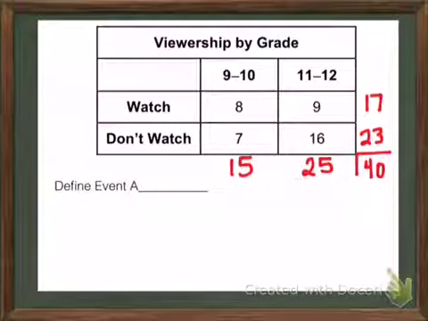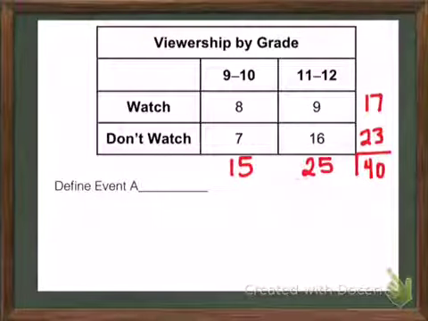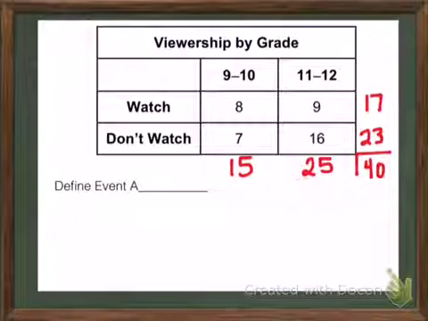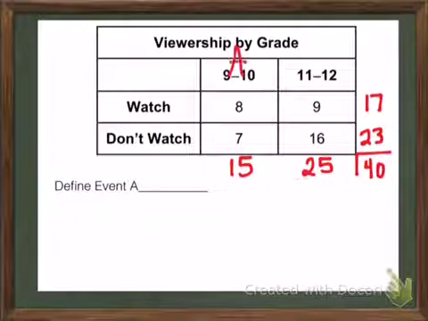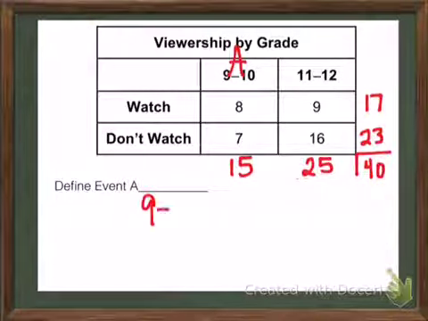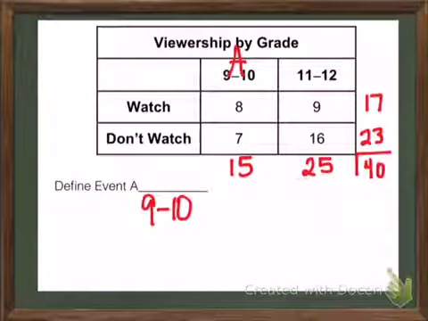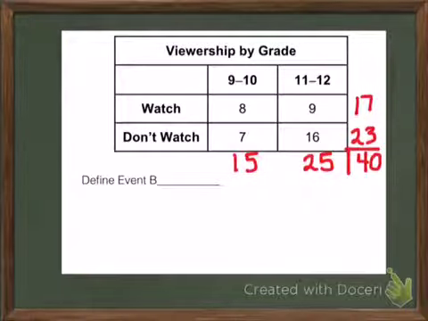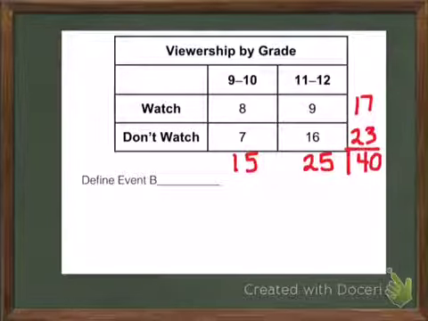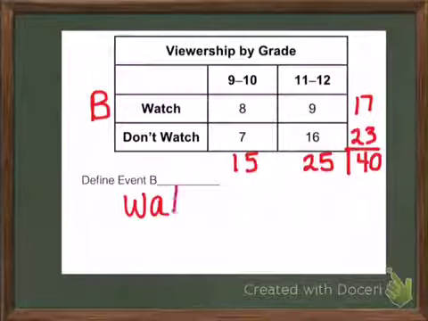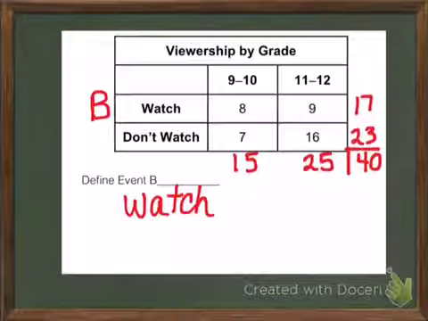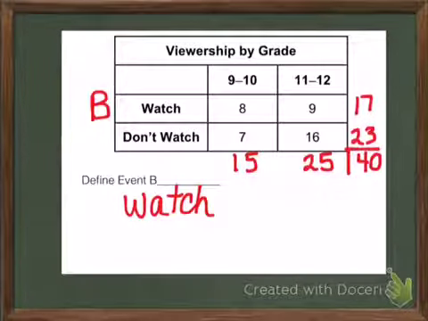So the first thing you always want to do is you want to define your events. So I generally let the top part be event A. So I'm just going to say, let's let the 9 and 10 be event A. It also helps if I label it on my table. The next thing they want us to do is define event B. So I usually let my rows be event B. So I'm going to say watch is event B.